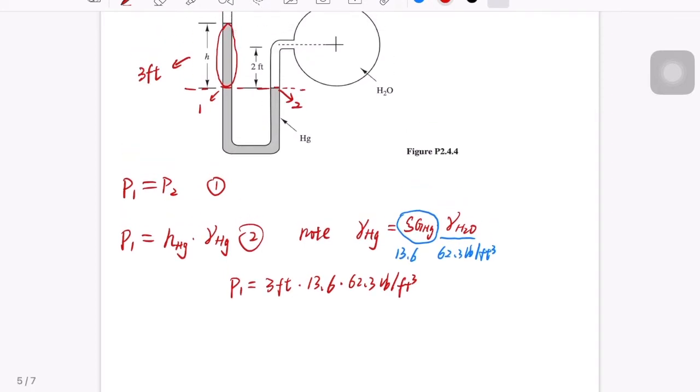The pressure at point 2 is exerted by the weight of the water column above point 2 plus the pressure in the vessel. So we can write the third equation, P2 equals the height of water times specific weight of water plus P. P is the pressure in the vessel. That's what we need to determine in this problem.